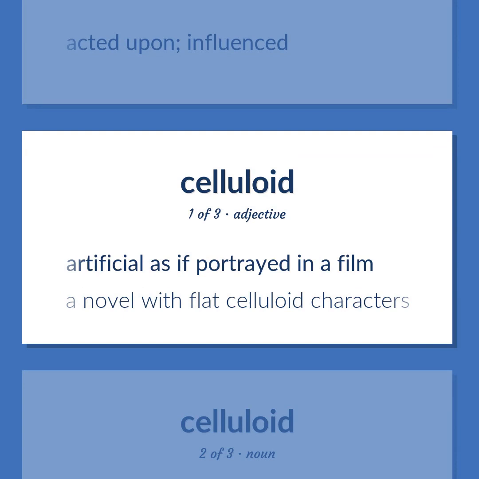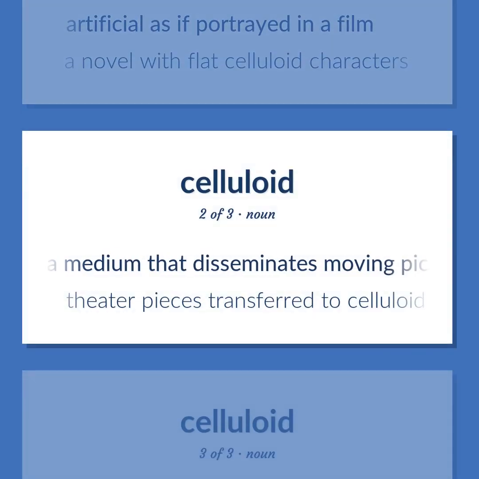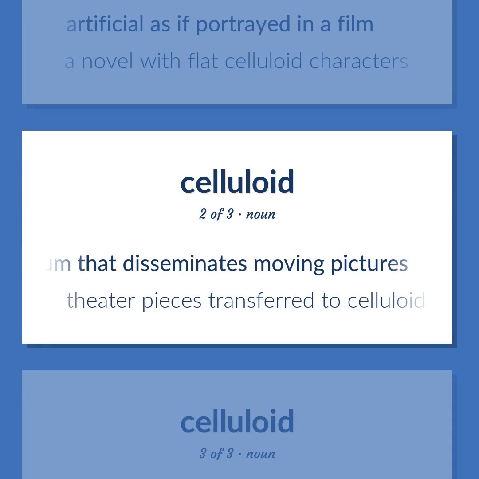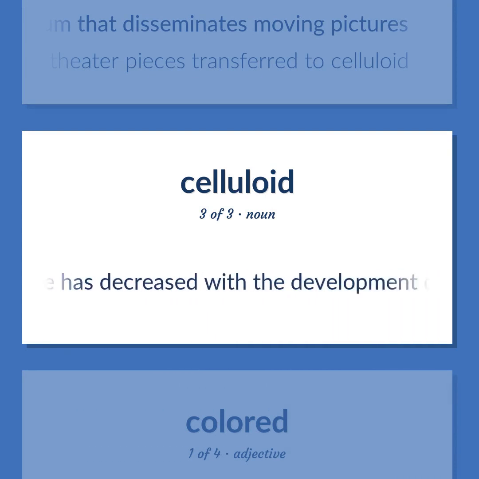Artificial as if portrayed in a film. A novel with flat celluloid characters. A medium that disseminates moving pictures. Theater pieces transferred to celluloid. Highly flammable substance made from cellulose nitrate and camphor, used in e.g. motion picture and X-ray film. Its use has decreased with the development of non-flammable thermoplastics.